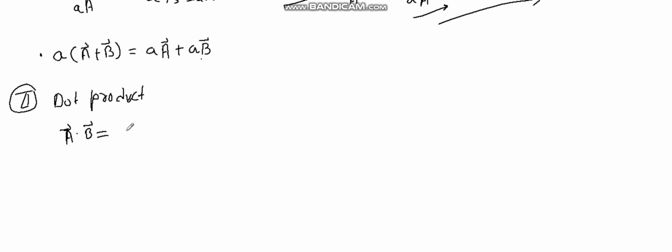Numerically it is equal to the magnitude of A multiplied by the magnitude of B into cos of theta. So what is this theta? We will draw a diagram geometrically and try to understand what this equation actually means.